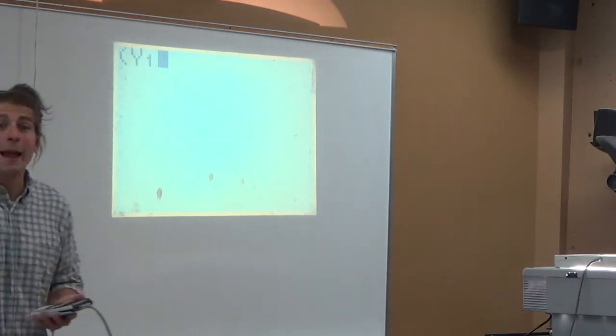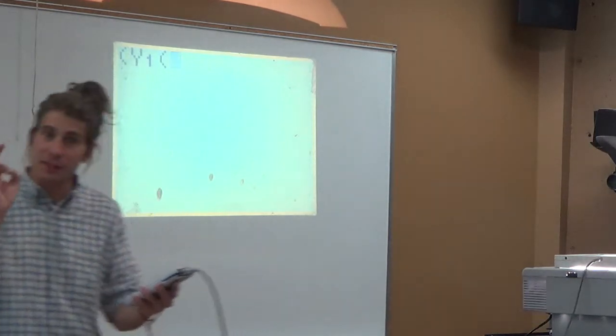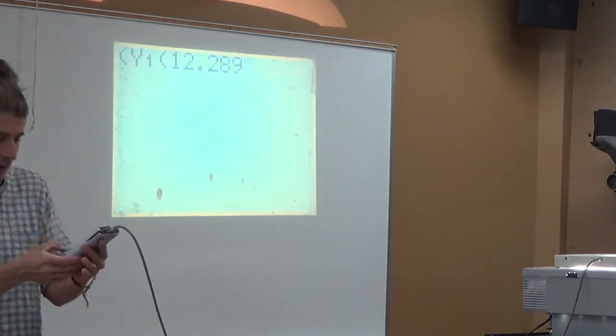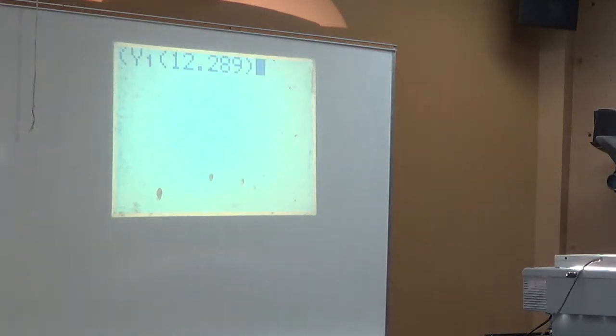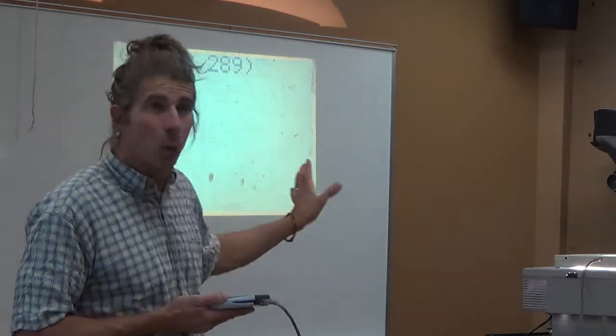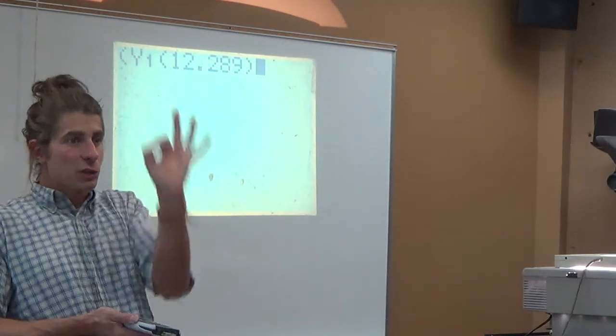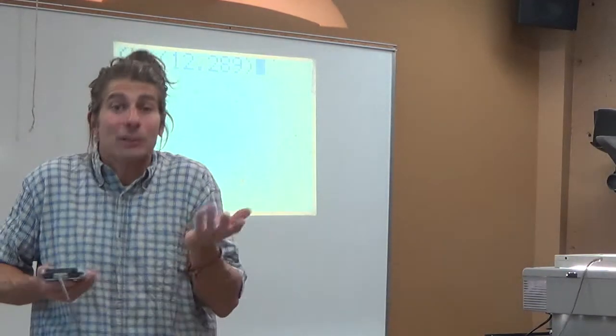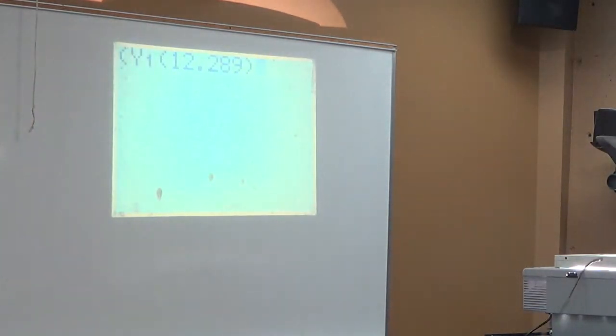Then we're gonna tell it what X value to use. So left parenthesis again, 12.289, right parenthesis. That's Y2. The TI calls it Y1 because the equation it's using is stored in Y1. Confusing? Yes. I don't know why they do that, but they do that. So get used to it.